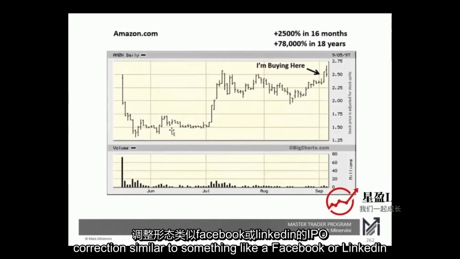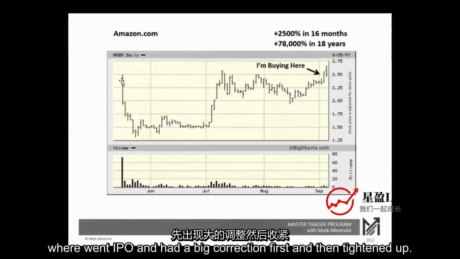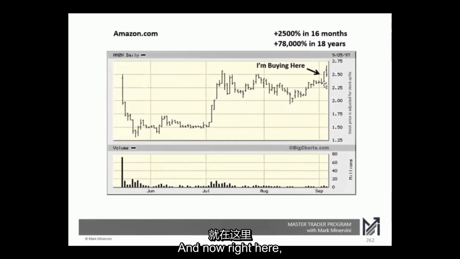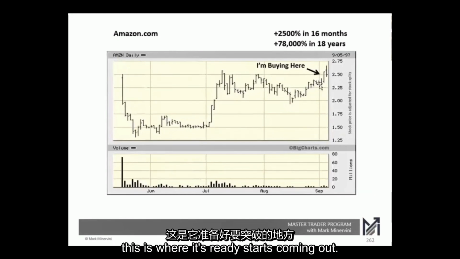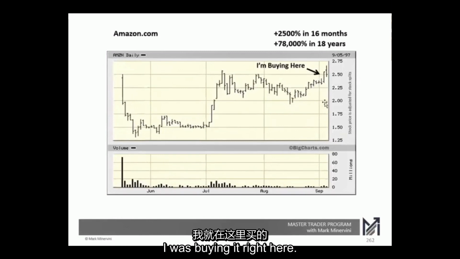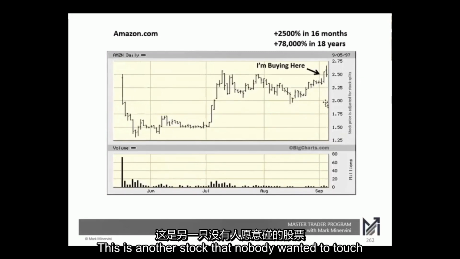You see, again, correction, similar to something like a Facebook or a LinkedIn, where it went IPO and had a big correction first and then tightened up. And now right here, this is where it's ready, starts coming out. I was buying it right here. This is another stock that nobody wanted to touch.